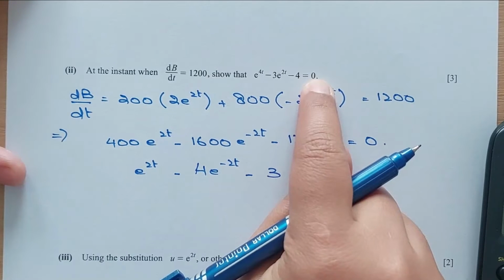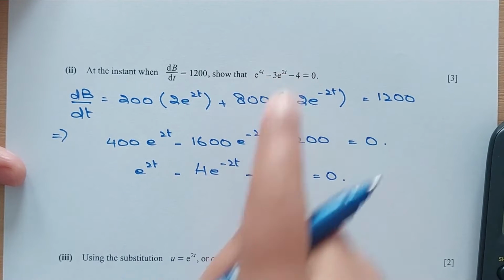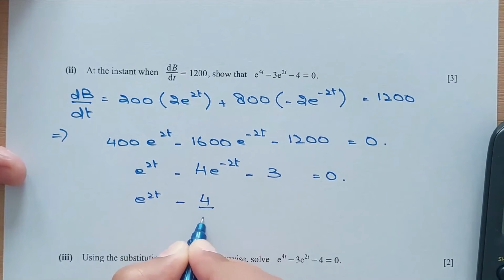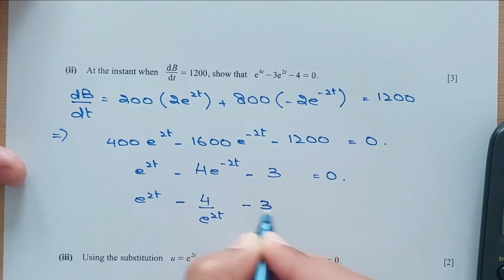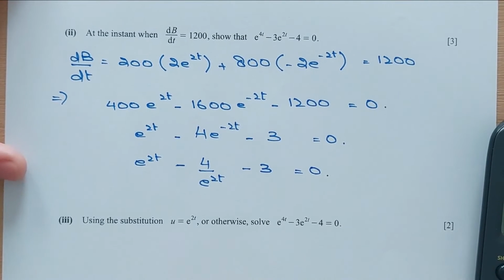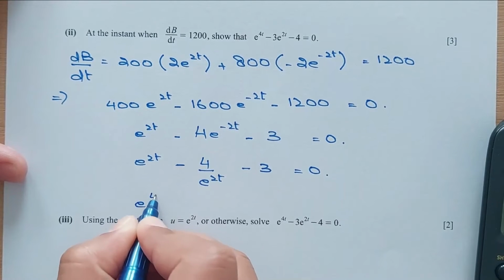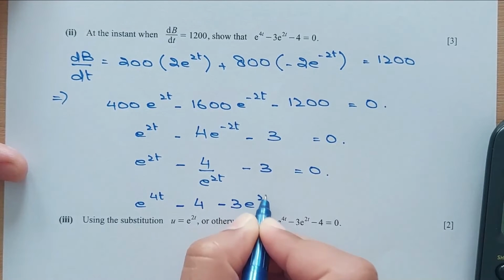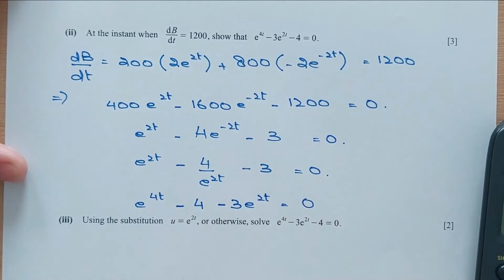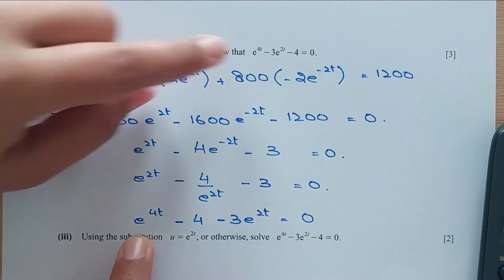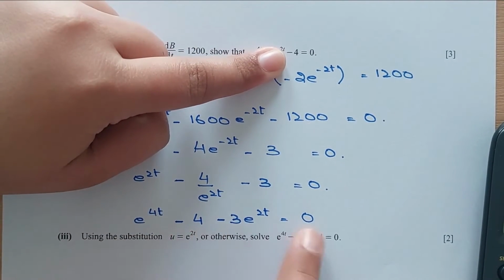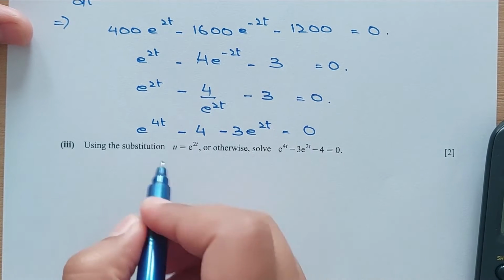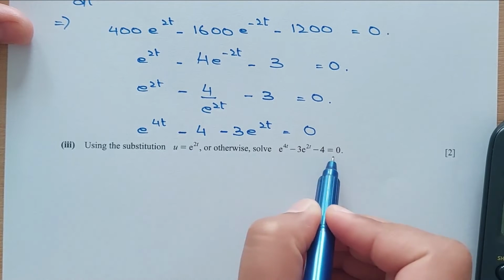How can we make this equation? Right, so for e^(-2t), we have to shift this to the denominator: e^(2t) minus 4 over e^(2t) minus 3 equals 0. And now we have to do the LCM. So e^(4t) minus 4 minus 3 e^(2t), with e^(2t) in the denominator, equals 0. Now we can compare: e^(4t) minus 3 e^(2t) minus 4 equals 0. Right. Now for the third part, using the substitution u equals e^(2t), or otherwise, solve this equation.